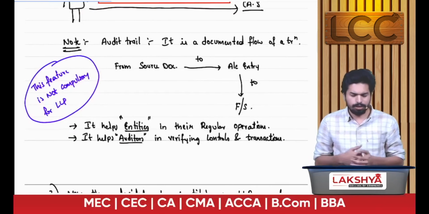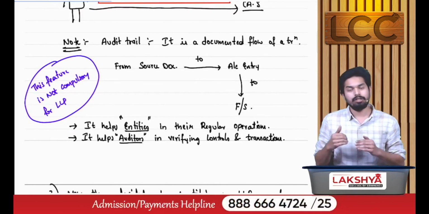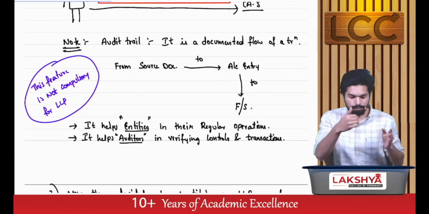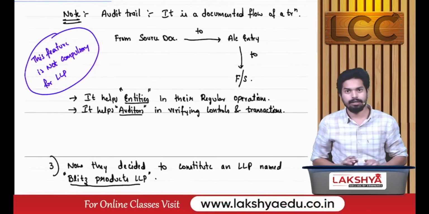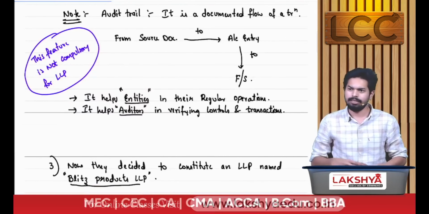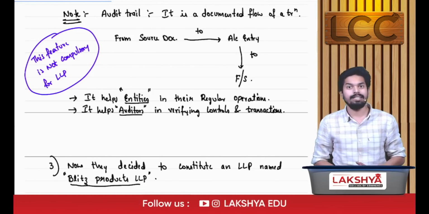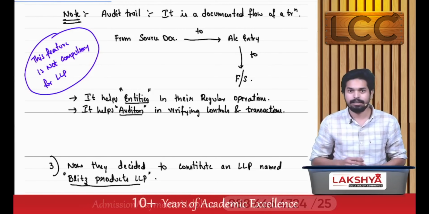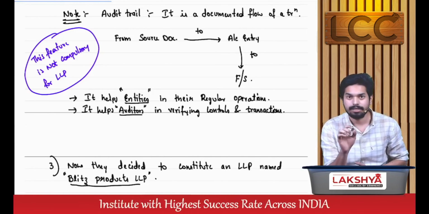Now, as you already know, audit trail is a feature in the accounting software which documents the flow of transactions, like from a source document to the account entry and ultimately to the financial statement. This audit trail feature helps entities in their regular operations because it tracks the user's activity, and it also helps auditors in verifying the controls, transactions, etc. Now remember that this feature is not compulsory for LLP.